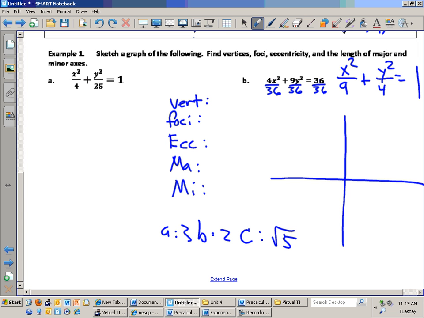So we've got 3, 2, and square root of 5. Is this thing stretched horizontally or vertically? Horizontally. Why, Naomi? Big numbers on the X. So I go 1, 2, 3, 1, 2, 3, 1, 2. So these are the points that are going to give me my shape. There, we've got it. So what is the location of the vertices?